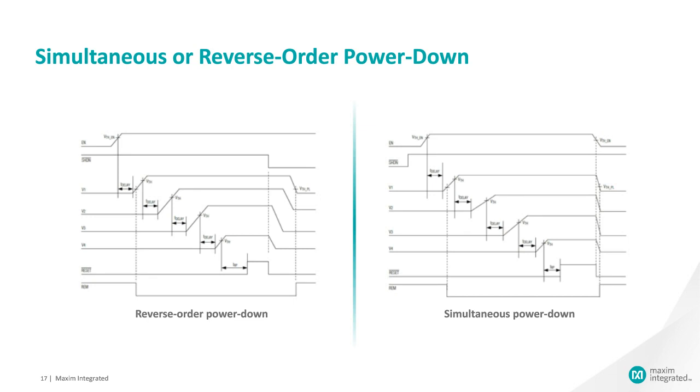So when the system is powered down, all the supplies are shut down at the same time. This may not be ideal for some systems. So the first type of sequencer is more popular on the market. That is, with both power-up and power-down sequencing.